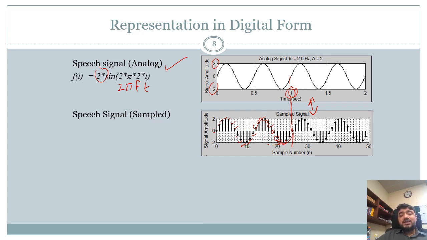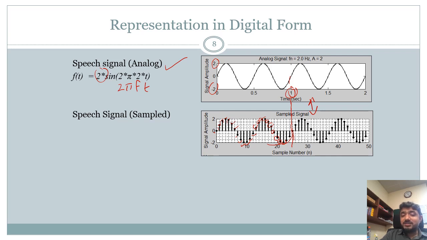So you define a sampling rate, you define how many samples you want to take per second, and this gives you a sampled signal. Still, that signal is continuous valued, but now it's no longer continuous time. Now the signal is not defined between the intervals here.